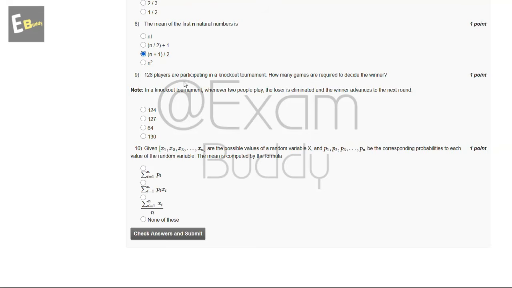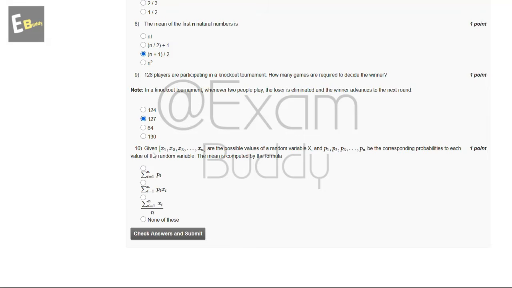128 players are participating in a knockout tournament. How many games are required to decide the winner? So note that in a knockout tournament, whenever two people play, the loser is eliminated and the winner advances to the next round. So these are the options and the answer of our ninth question is B 127. And now let's go to our question number 10.